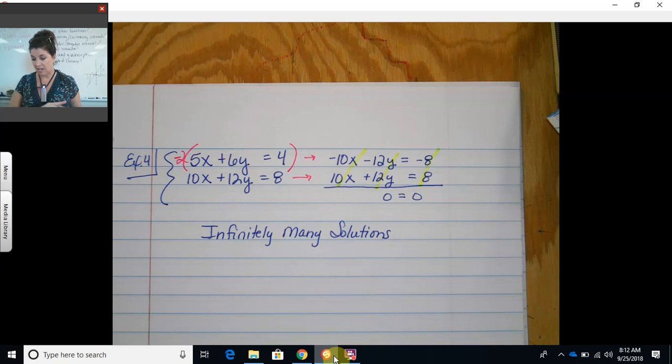Now, next class I'm going to teach you how to solve 3 equations that have 3 variables in each equation. But before we do that, we're going to do a word problem. Okay? So example 5 will be a word problem.